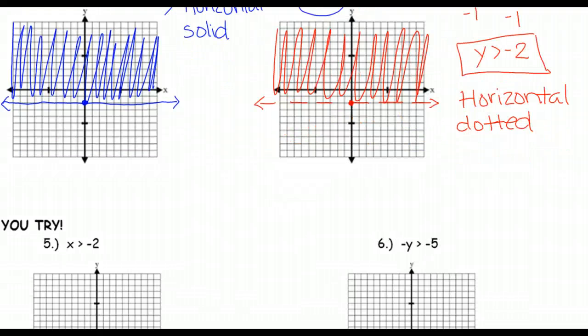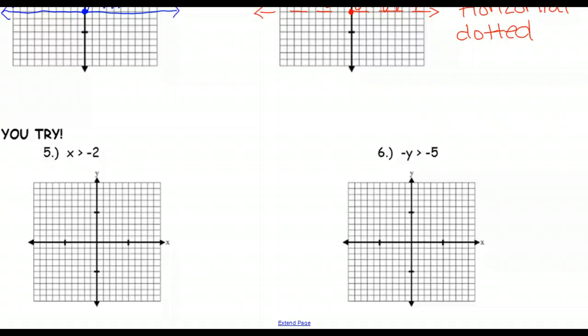All right, number 5 and number 6. Take a second, press pause, do number 5 and number 6 on your own. When you are finished, have an adult in the room check your answers.